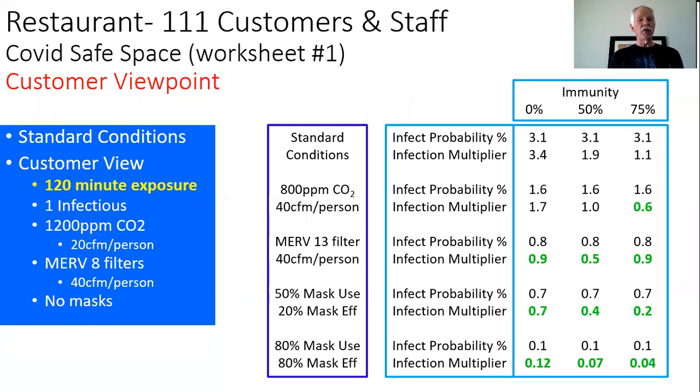Now with the COVID safe space calculator, we can put in these same types of effects. And let's say we have a restaurant that has about 111 people in it. One infectious person, 110 people who aren't infectious. And we need to take different viewpoints.